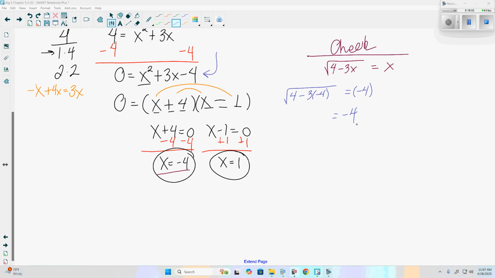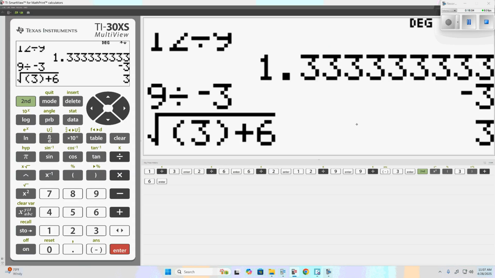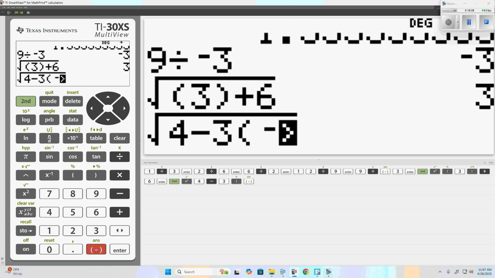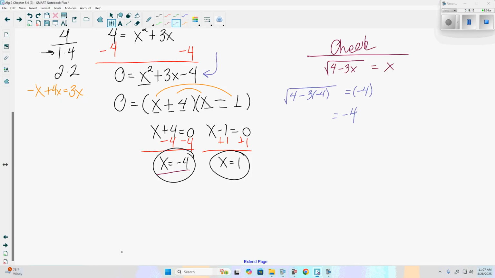Now, for the most part, we've been doing this by hand, but we can do this in the calculator. 4 minus 3 times negative 4 gives us, lo and behold, 4. But 4 is not equal to negative 4, so it's an extraneous solution. It doesn't work. With our 1, we can do the same thing.